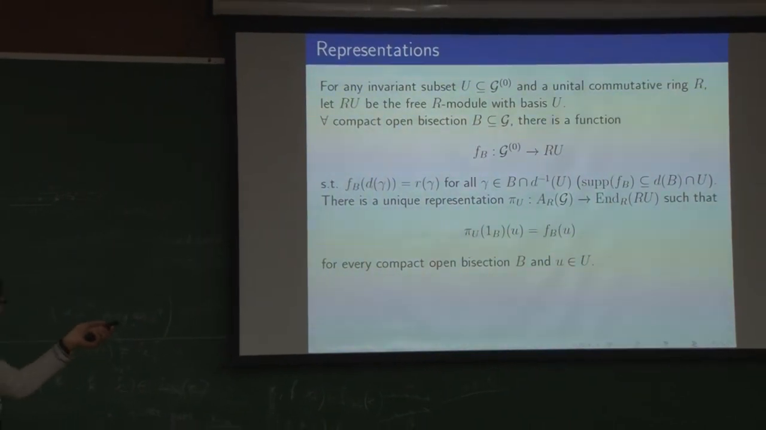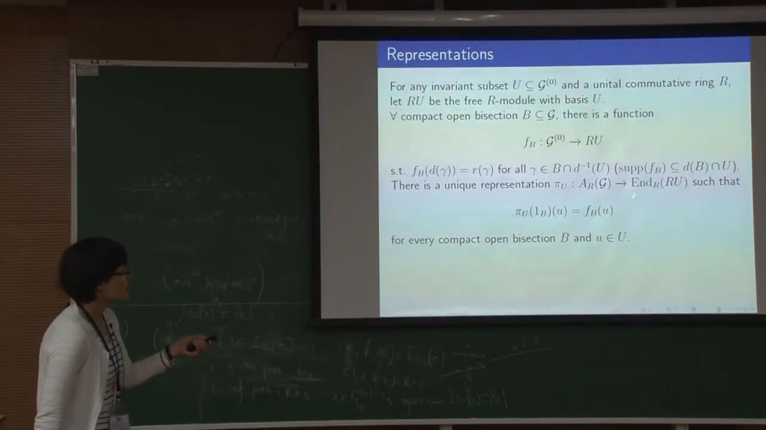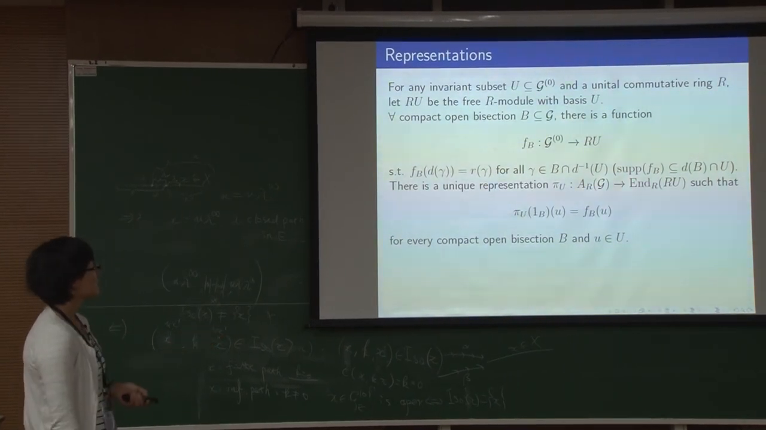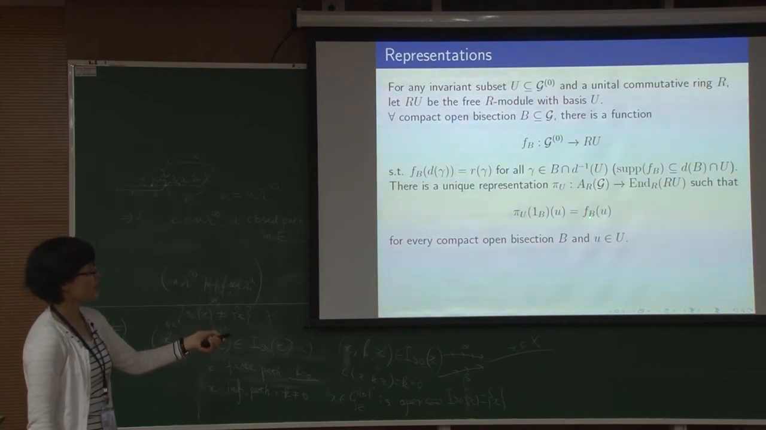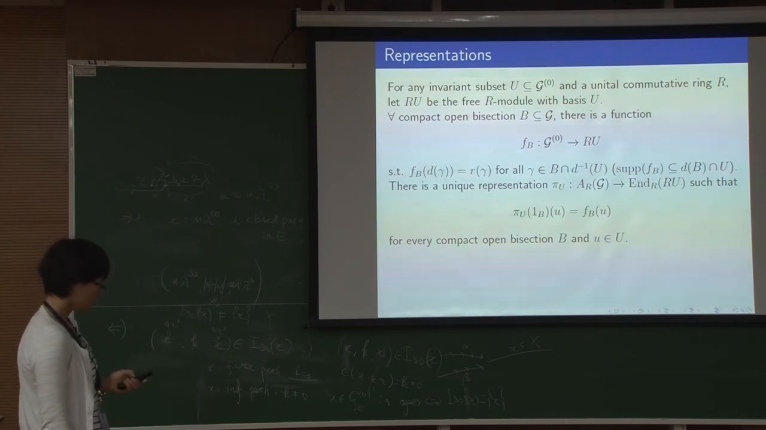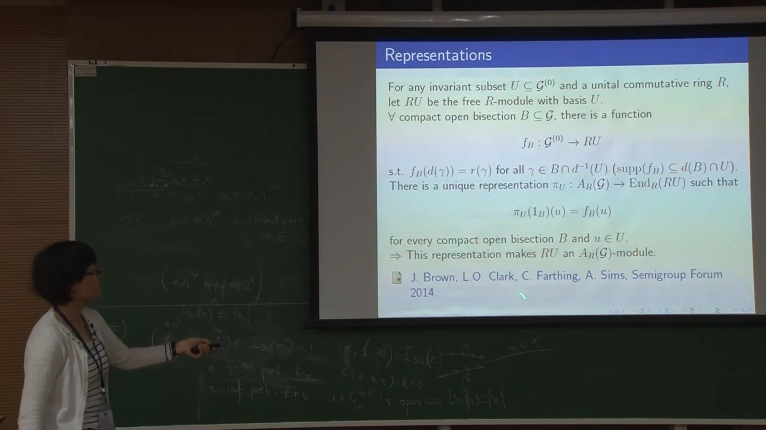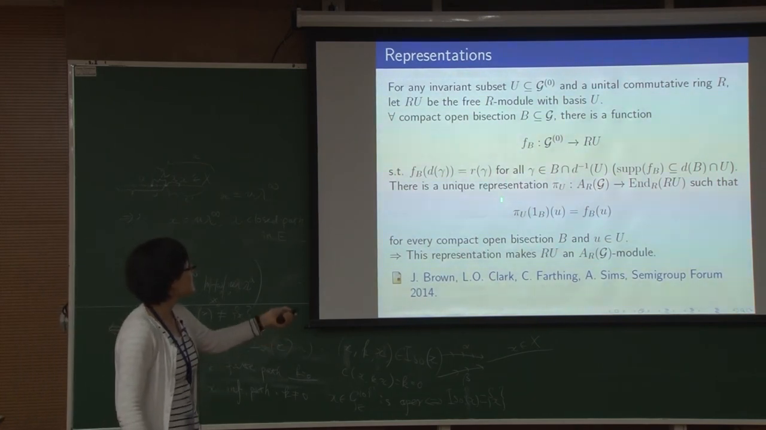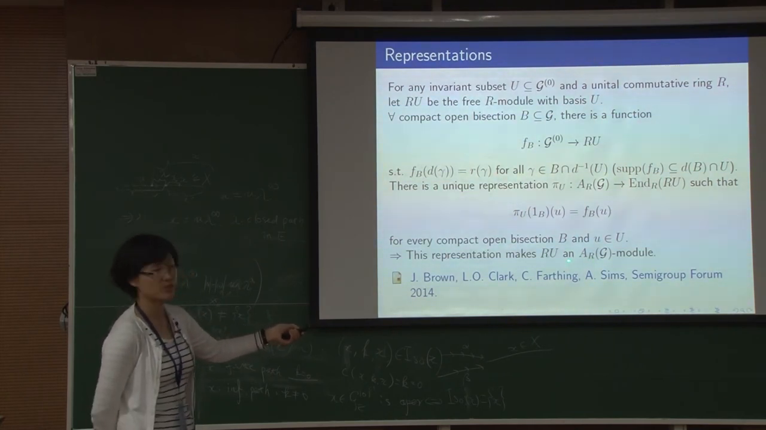With this map at B, we can get a representation from the Steinberg algebra to the endomorphisms of RU. This pi U is given by this map at B. In this paper, they construct this and prove that this function makes RU a module over the Steinberg algebra.